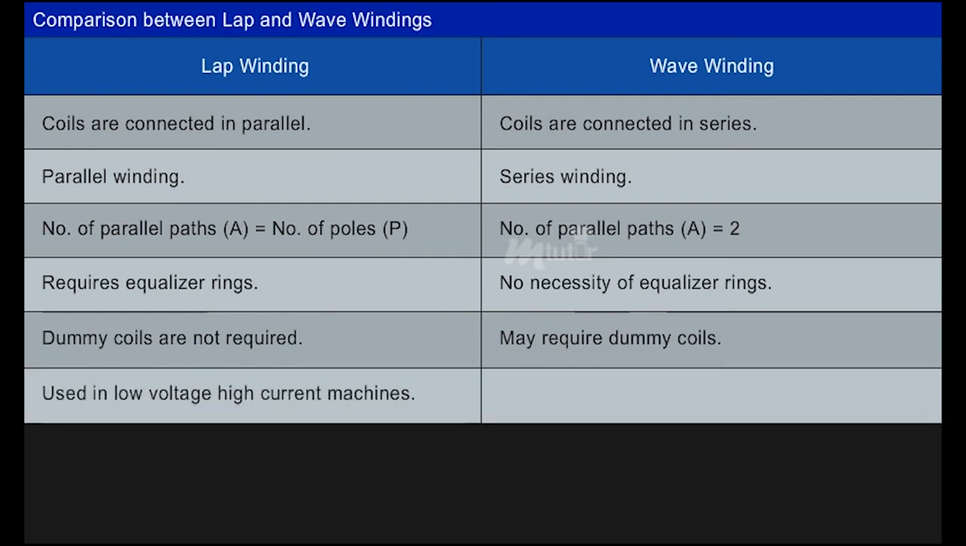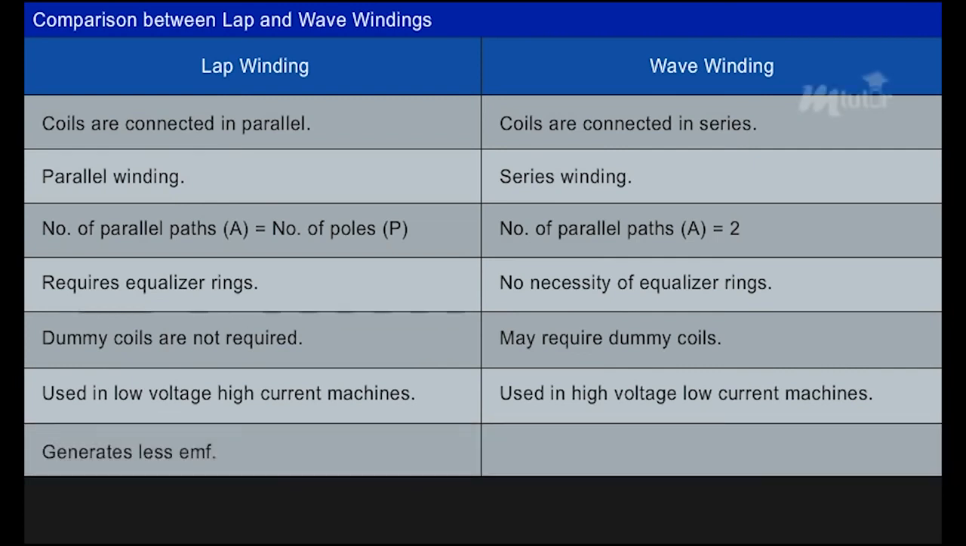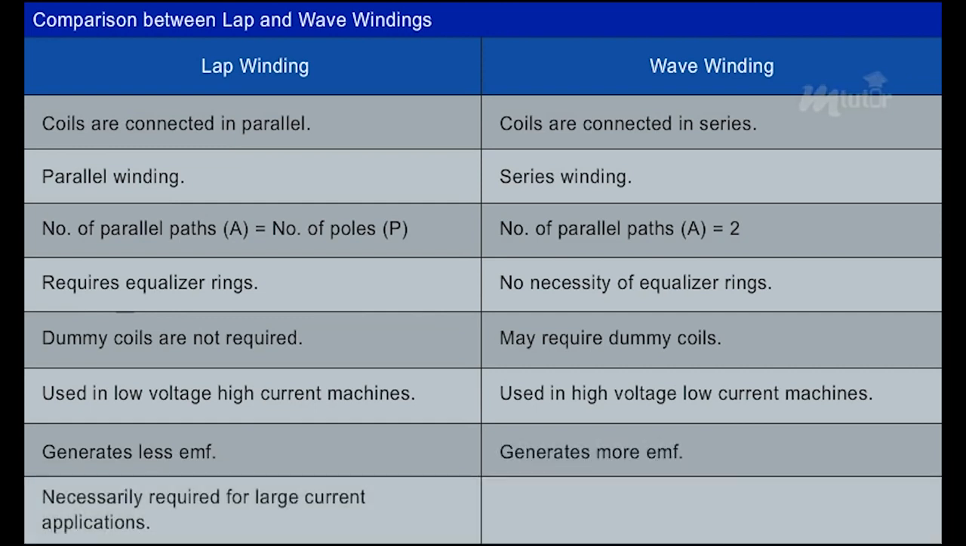Low voltage and high current machines use lap windings, but wave windings are used in high voltage and low current machines. Lap winding generates less EMF compared to the wave winding. Due to more parallel paths, lap windings can be used for applications requiring large current, whereas the wave winding is not suitable for such applications as they have only 2 parallel paths.